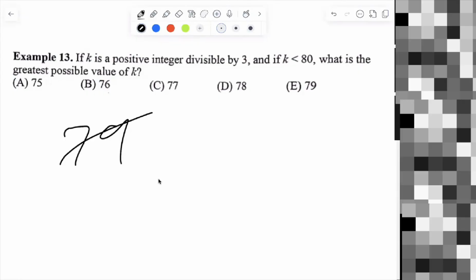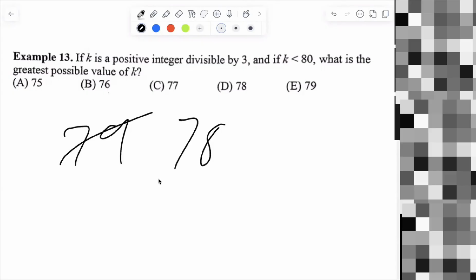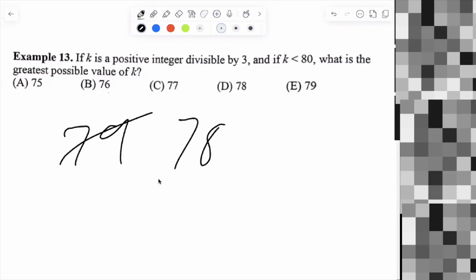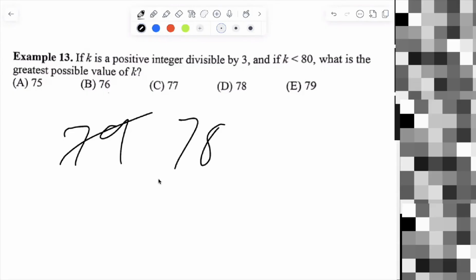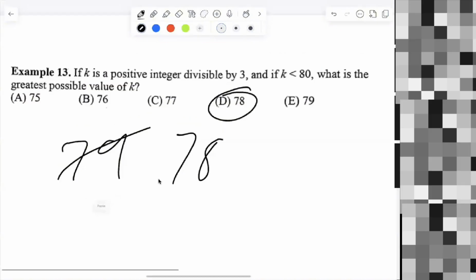So then we do 78. And this number is divisible by 3. The sum of the digits is 15, which is also divisible by 3. So the greatest possible value of k is D, or 78.